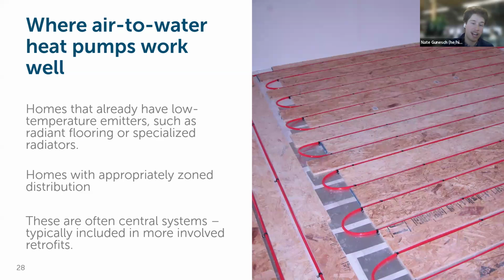Where do these work well? I've touched on that a little bit, but if you already have low temperature emitters, such as radiant flooring or those panel radiators, these are going to be really effective for you. This photo on the right shows that, there's a variety of different ways of doing radiant flooring. You can do poured rubber flooring. You can do a poured slab. There's a variety of different ways.